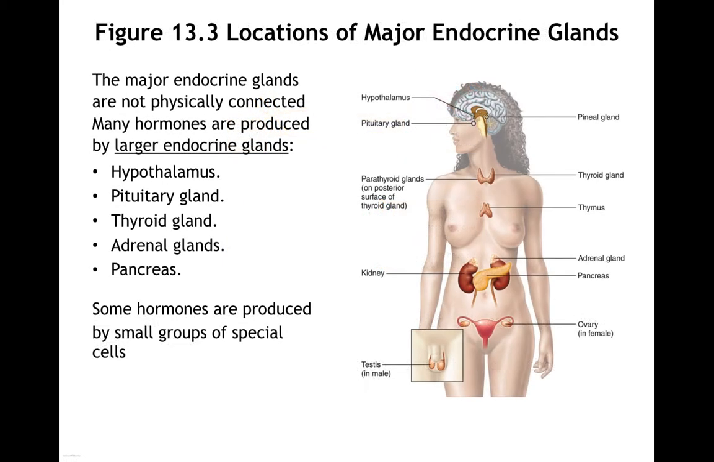The major endocrine glands are not physically connected. It is a diffuse system. It's the only one we've seen so far where the organs weren't directly connected to each other. The hypothalamus, pituitary, thyroid, adrenal, and pancreas are going to be important hormone sources. There are also many other hormones, and there are even some hormones that are produced by small groups of specialized cells in different organs, like the heart, for example.